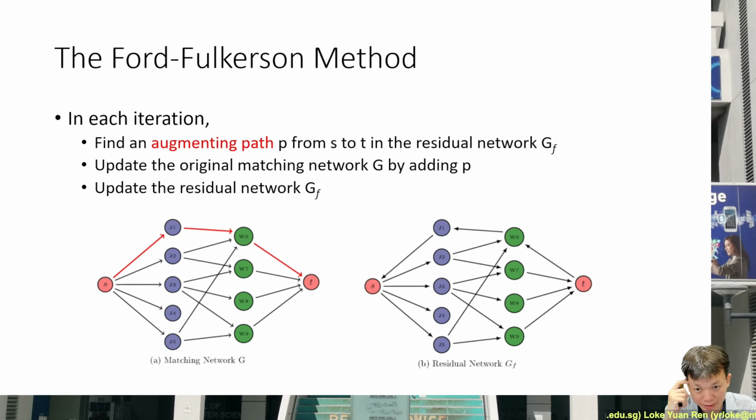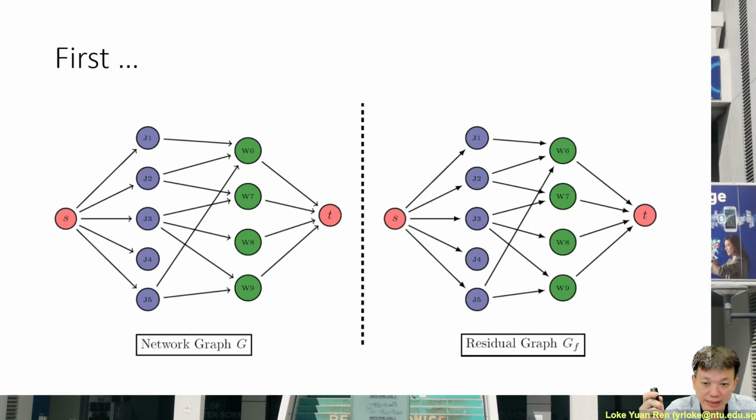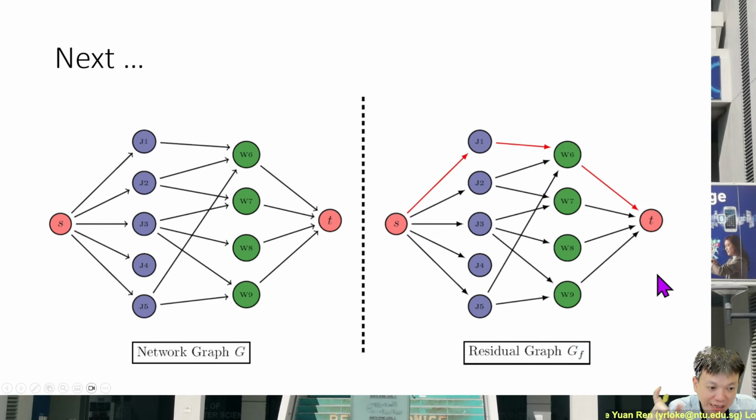Once you understand this, every iteration you keep doing this. Initially, this is the network graph. This is the initial residue graph. As I mentioned, at the beginning there's no flow. Before I introduce any augmenting path, any flow, they are exactly the same. This one and this one are exactly the same. After I find the first path, from here to here, I need to update the residue graph.